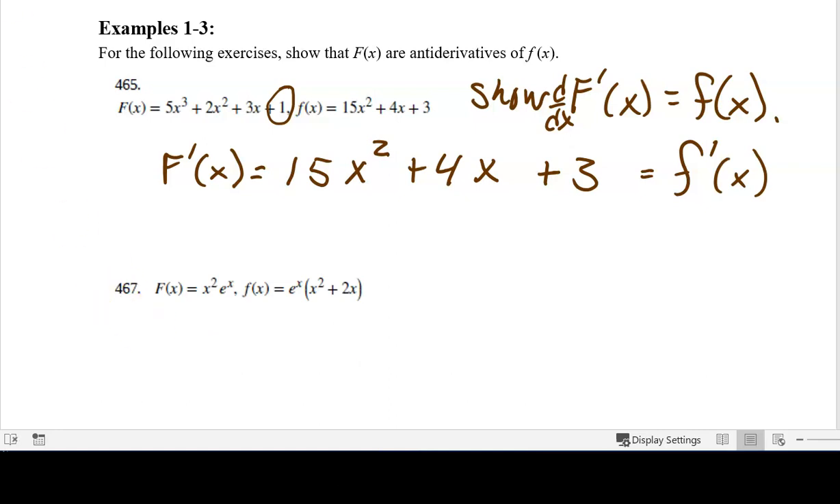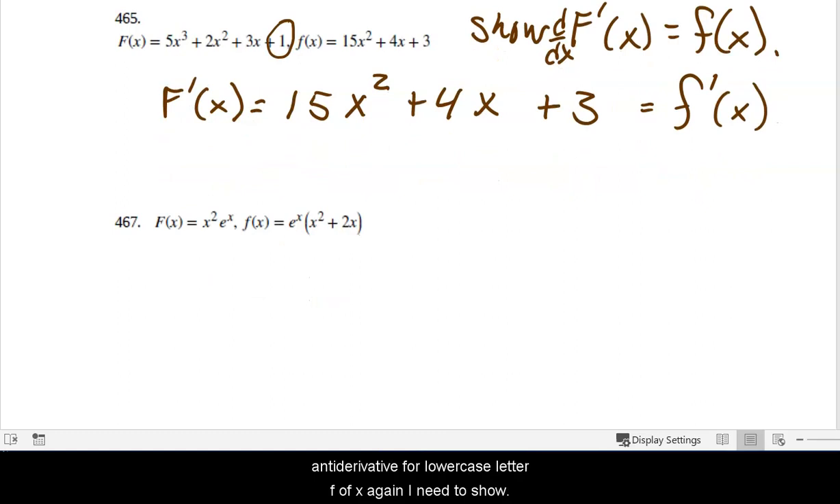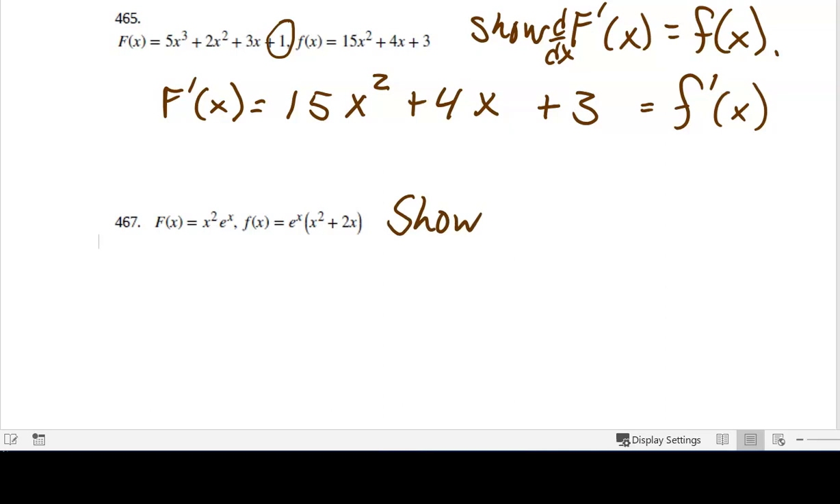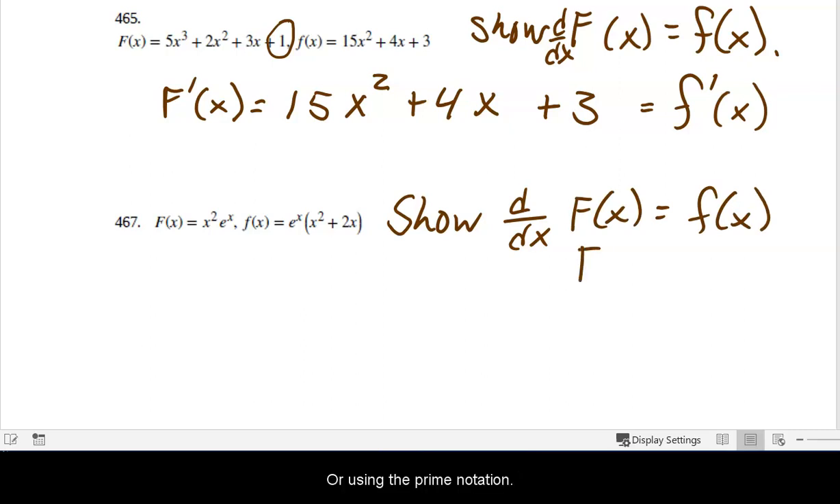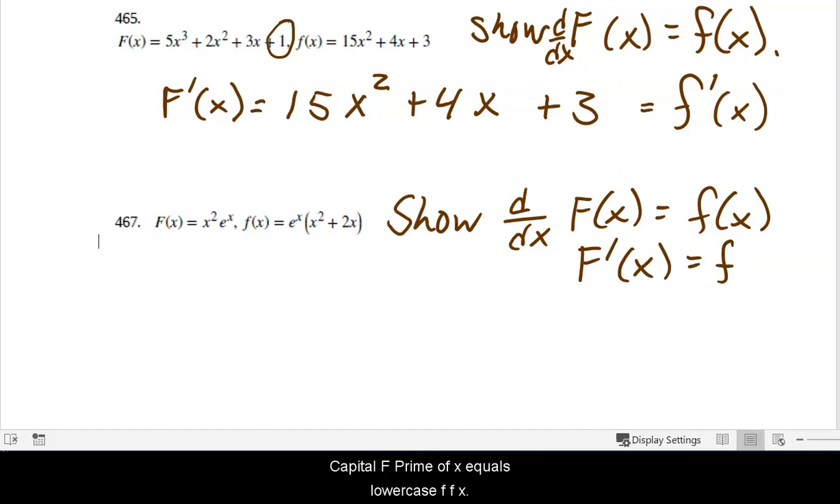Looking at this problem, I want to show that uppercase letter F of x is an antiderivative for lowercase letter f of x. Again, I need to show that the derivative of F of x uppercase is equal to f of x lowercase. I need to show that d by dx of uppercase F equals f of x, or using the prime notation, capital F prime of x equals lowercase f of x.